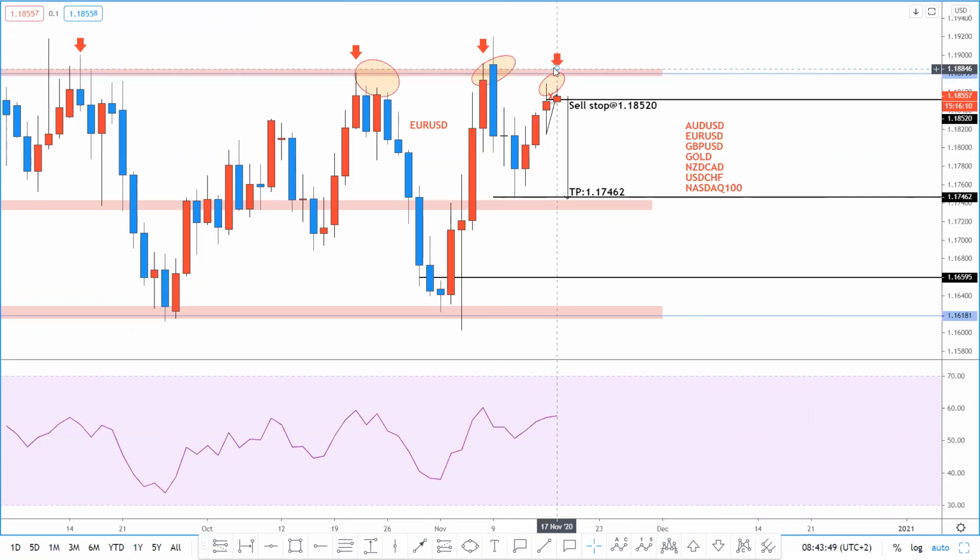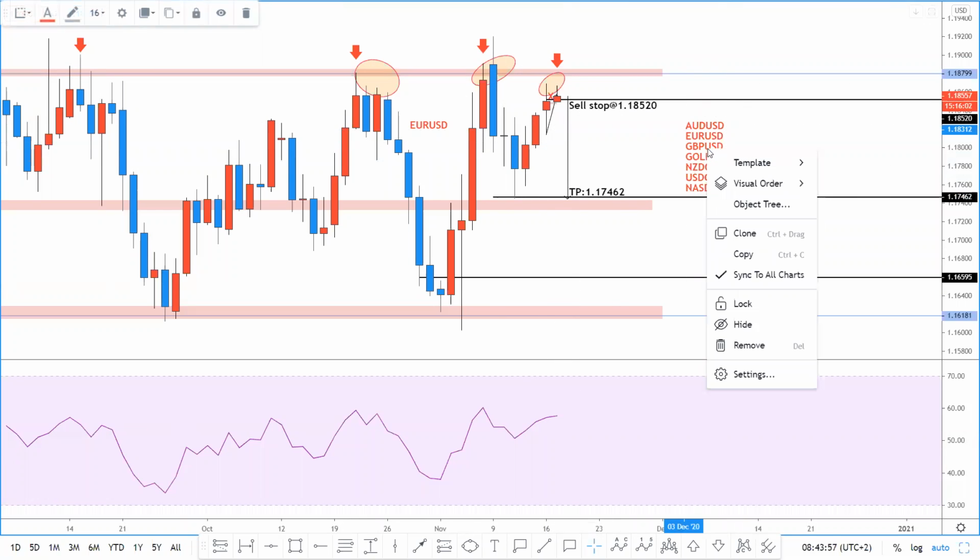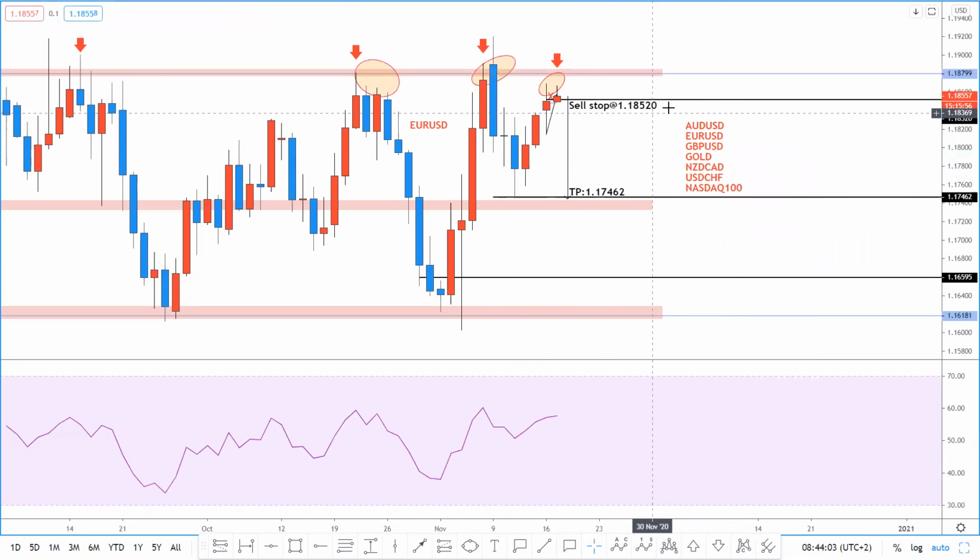I've already entered here at the top on the bigger account, right? At the rejection of the sell side liquidity. And then with the small account, I just put a sell stop at 1.18520. That is my sell stop.